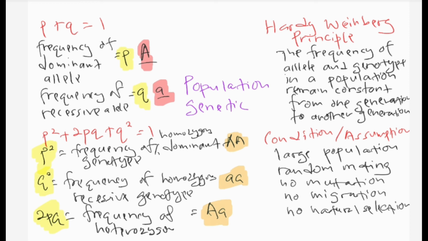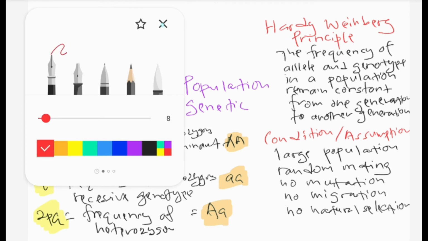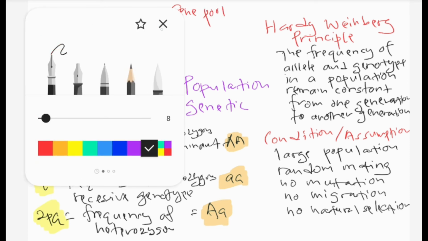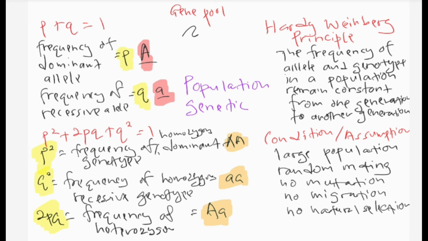The last one is gene pool. What is gene pool? Gene pool is the total allele in every loci in a population. Total allele in every loci in a population.